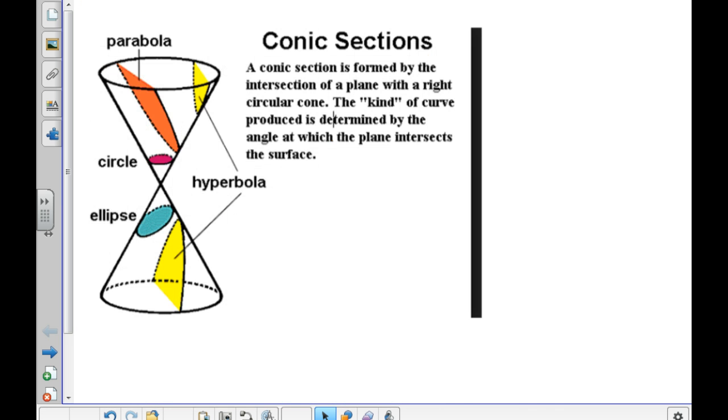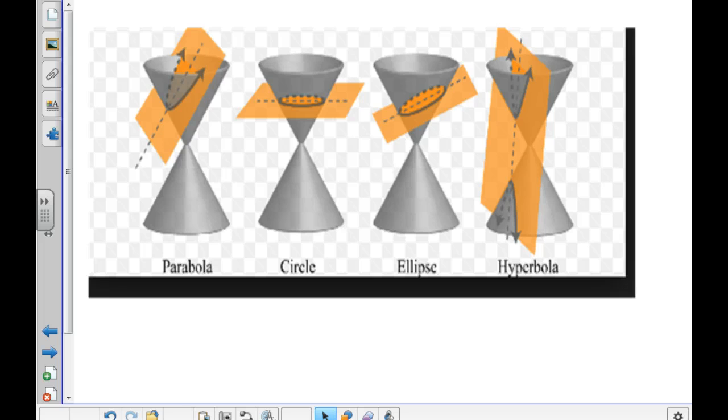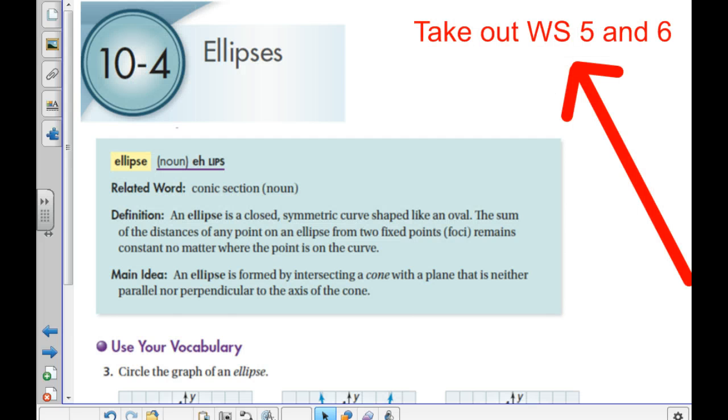Just quick review. Again, an ellipse is when we cut a cone at a slight angle to the base. So it says an ellipse is a closed symmetric curve shaped like an oval. Then it has this sentence about the sum of the distances of any point on an ellipse from two fixed points called the foci remains constant no matter where the point is on the curve. All right? We're going to take a field trip to the backboard and investigate that in 1 second. First, I want to finish talking about this.